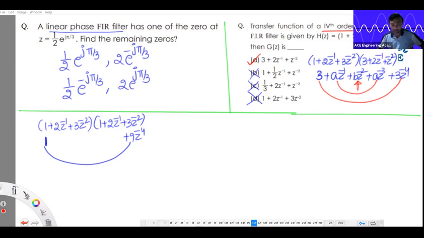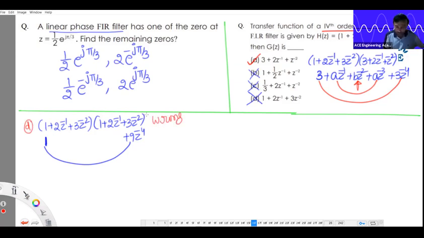This is a habituated regular question. How did you delete the choices, sir? See, B and C contain 1 by 2, 1 by 3. If I multiply by 1 by 2, 1 by 3, I will not get symmetry or anti-symmetry because the word linear phase is used. Why is the last option wrong? Here I have given the explanation.